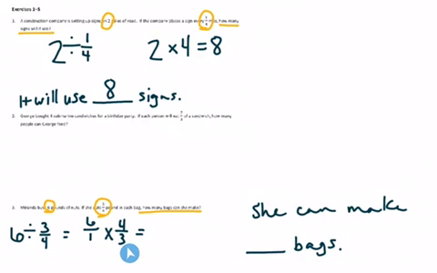So how many times does 3 go into 3? And how many times does 3 go into 6? 3 goes into 6 2 times, and 2 times 4 will be 8. And then 1 times 1 is 1. And 8 over 1 is equal to 8. So she can make 8 bags. Okay, let me do number 5.